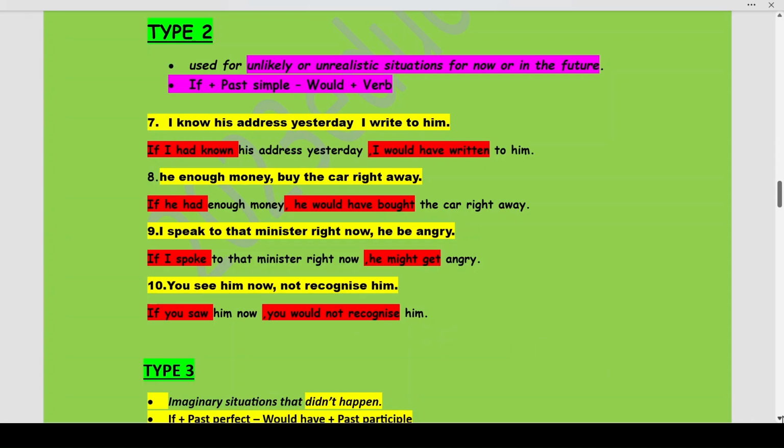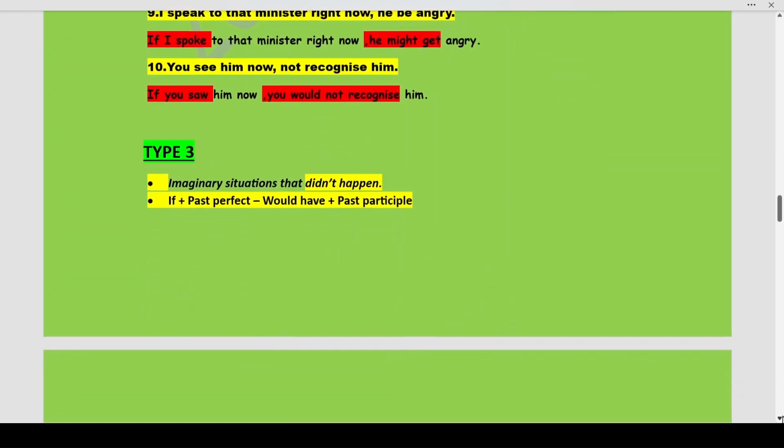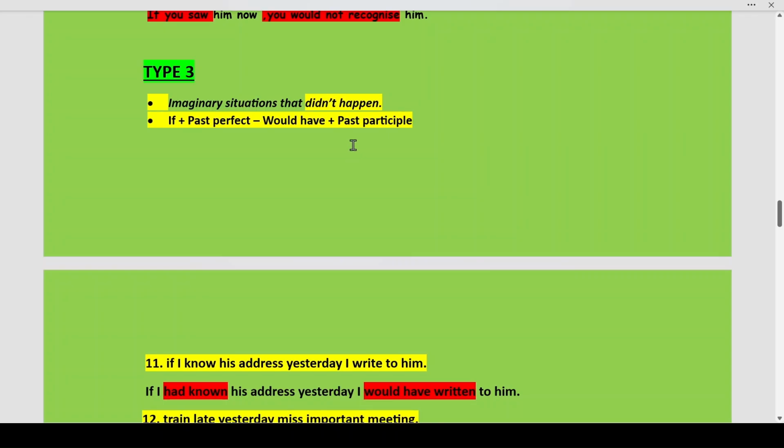Now type 3 are imaginary situations that did not happen. If plus past perfect, followed by would have plus past participle. "If I know his address yesterday, I write to him." Now see students, this is the situation I was talking about. This is an imaginary situation. If I had known his address yesterday, I would have written to him.